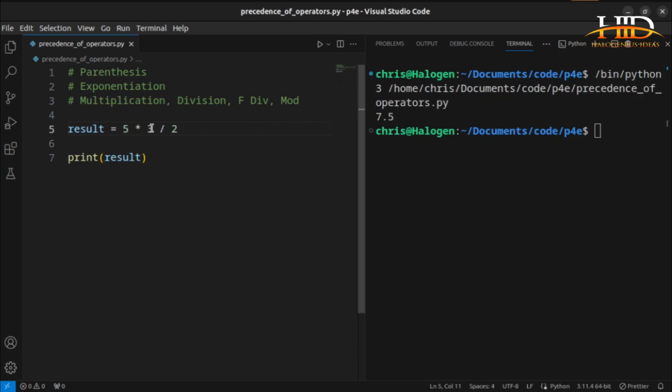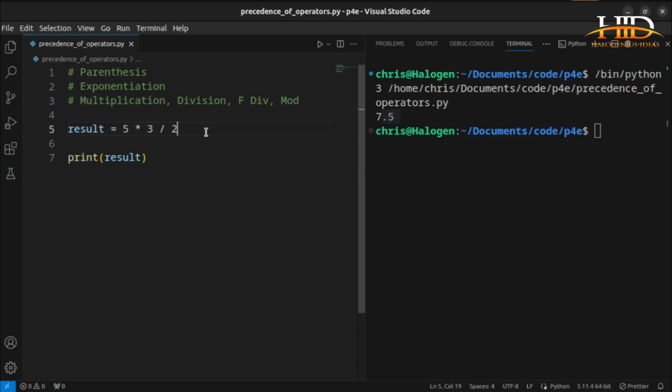3 multiplied by 5 is 15. 15 divided by 2 will give you 7.5. What if I take this one first? 3 divided by 2 should be 1.5. So 1.5 times 5 is still going to give you the same 7.5, but the way that Python will execute it is from left to the right. So it will tackle this one first before going for this other one. All four of them are on the same level of precedence.